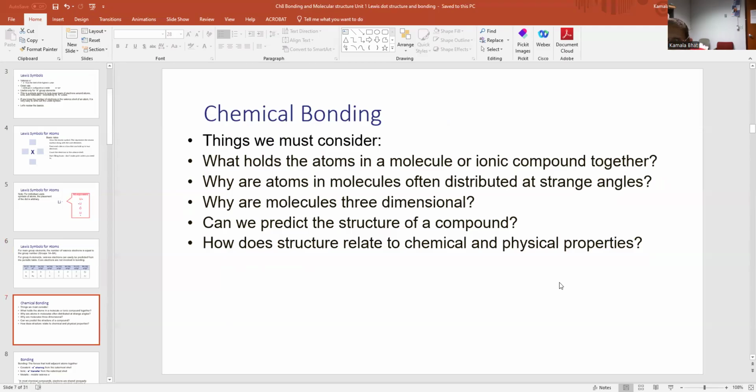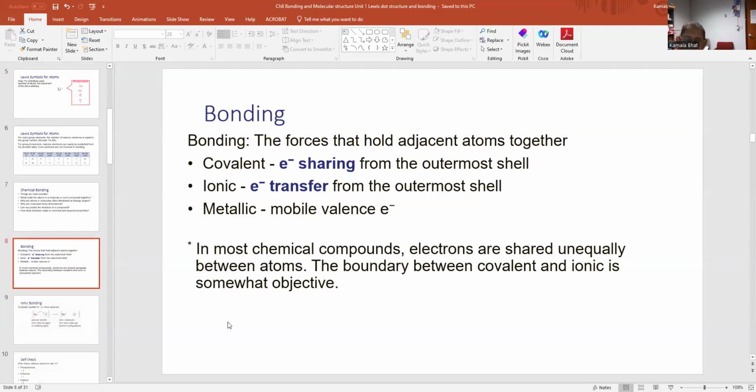When we consider chemical bonding, there are certain questions that need to be answered. First thing is, what holds the atoms in a molecule or an ionic compound together? Why are atoms and molecules often distributed in strange angles? Why are molecules 3-dimensional? Can we predict the structure of a compound? How does structure relate to chemical and physical properties? And these are generally the questions that one will be answering as we go along.